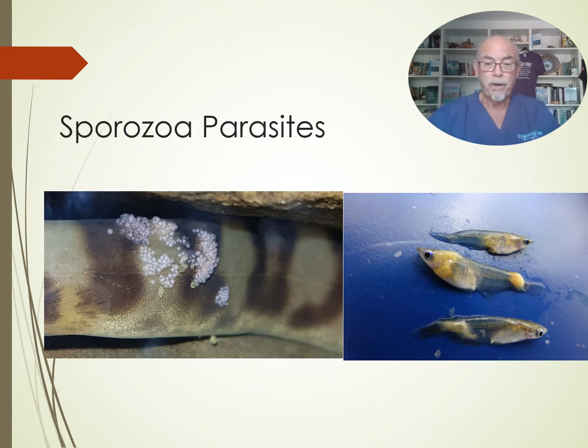And all those spots here on this eel, a sporozoa parasite, and here on those oregias, all those white lumps, those are all sporozoa parasites, which are very difficult or not possible to treat.